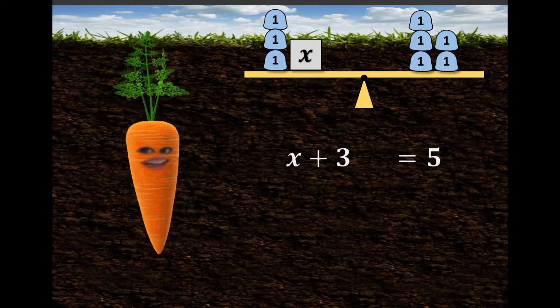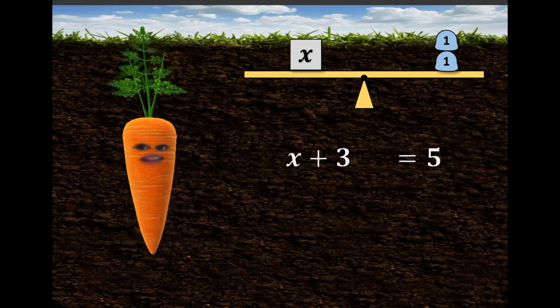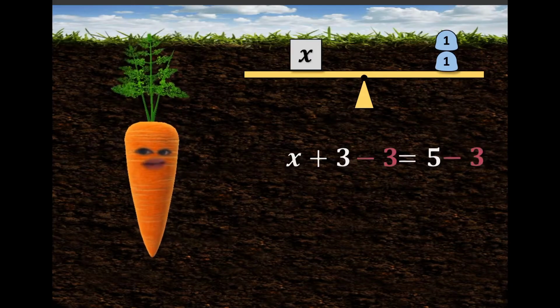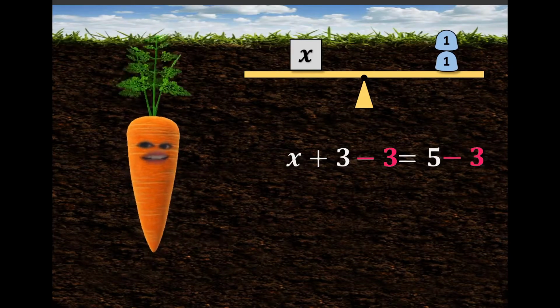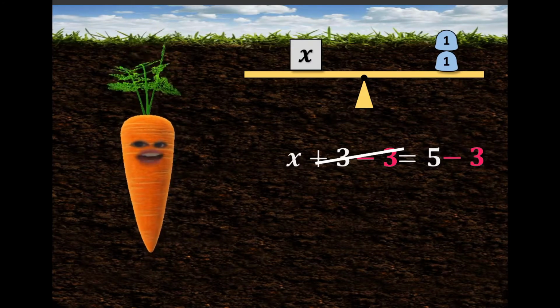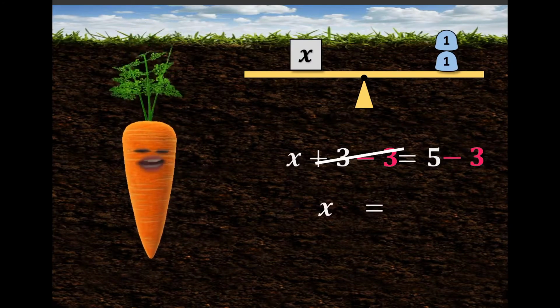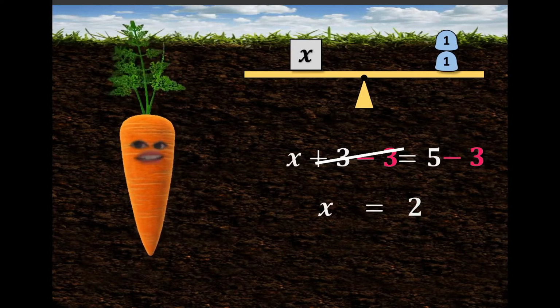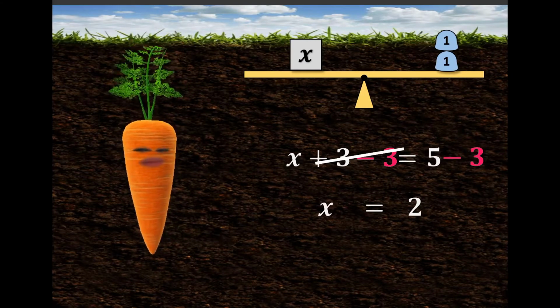Now we can see that we can remove 3 from both sides, which means we subtract 3 from both sides. And on this side, it becomes just x because it cancels out. And on the other side, it becomes 2. So x is equal to 2.